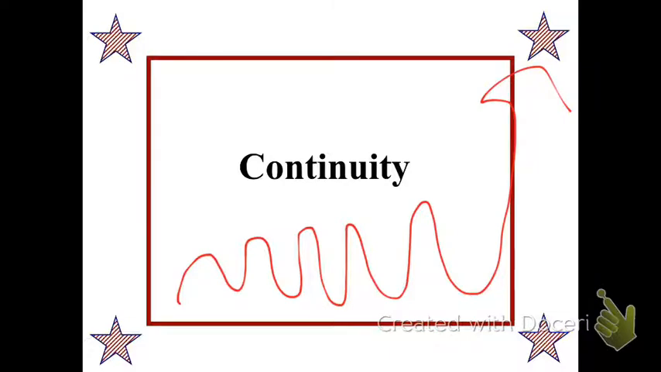But if I went like this, now it is not continuous. I had to lift my pencil. There's a break in the graph. So if there's a hole or a break in the graph or a jump in the graph, then it's not continuous. Now, clearly that was pretty informal, so let me catch up with my PowerPoint.